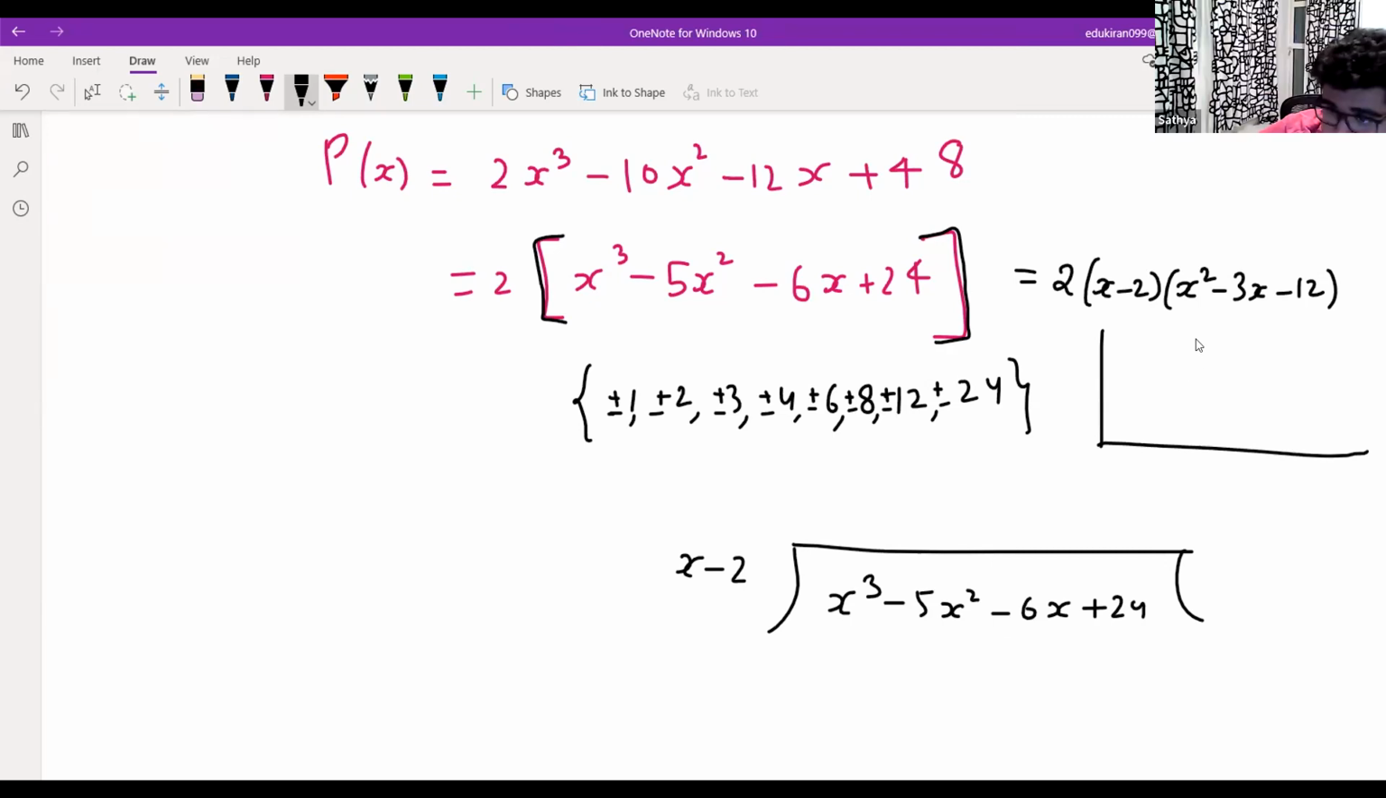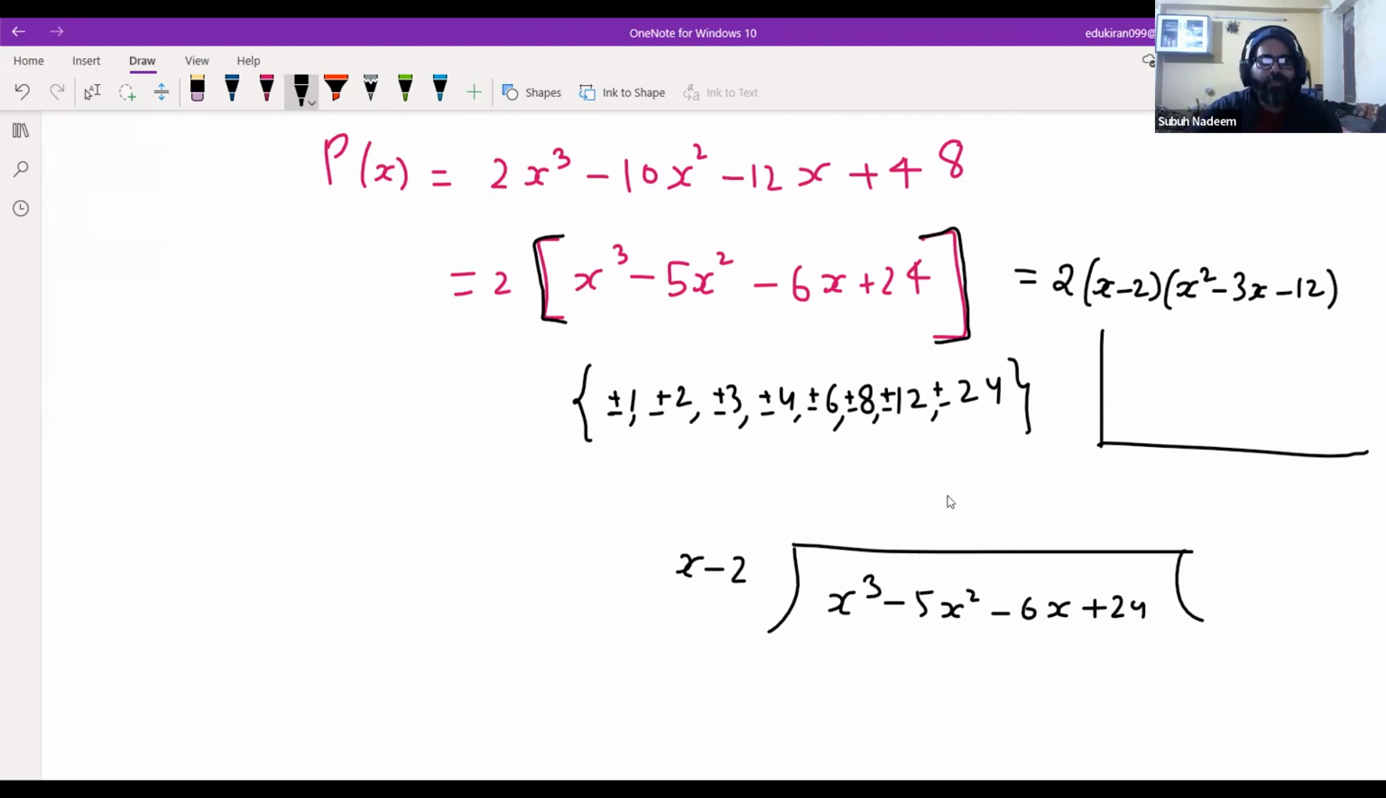Splitting the middle term. Yes. Can you split the middle term here? I don't think so. Here it is not possible, no? No. I don't think there is a rational root here.